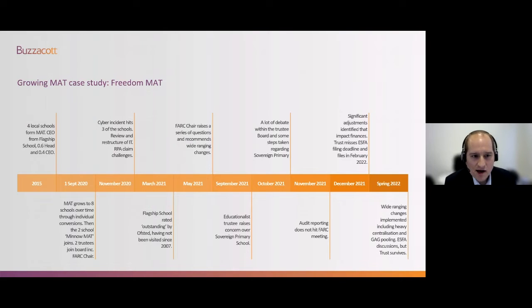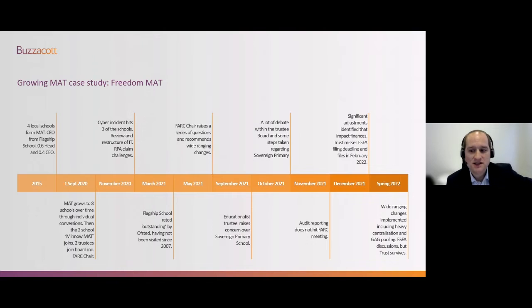Just a couple of months after that, the trust was hit by a cyber incident, and this hit 3 of the schools and was quite disruptive. There was a data loss that needed to be reported to the Information Commissioner. It disrupted the day-to-day operations of those 3 schools. Actually, it didn't impact the entirety of the MAT because the IT systems across the MAT were very disjointed. It just so happened these 3 schools were using the same IT supplier and were connected, so it allowed that impact across the 3 schools of the MAT, but not the entire MAT.